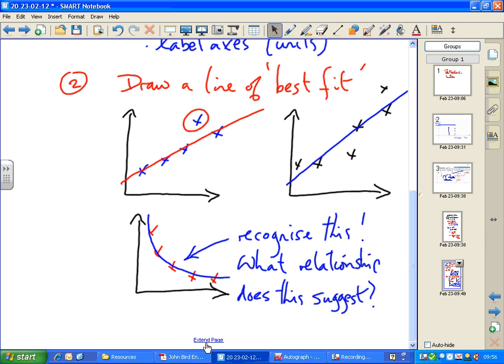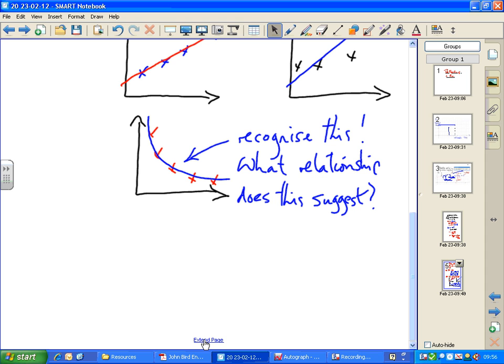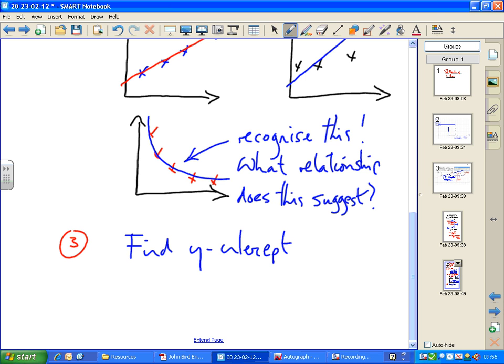And then, when we've done that, number 3, we find the y-intercept. So we extend our line and find out where it cuts the y-axis.